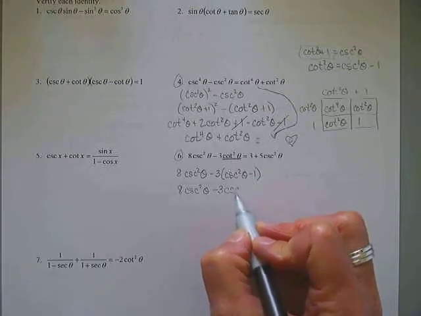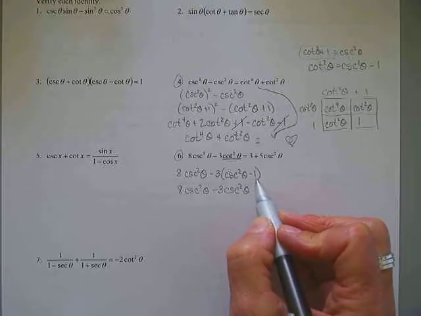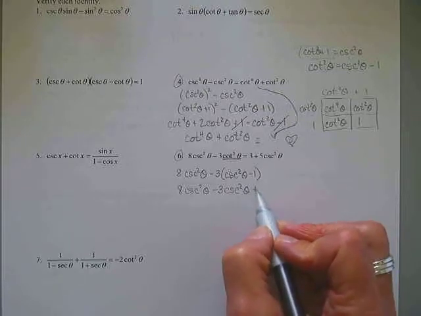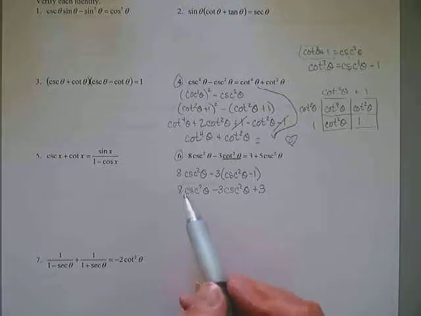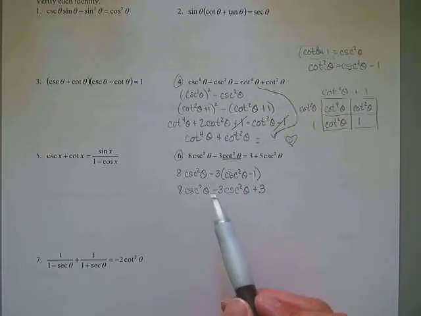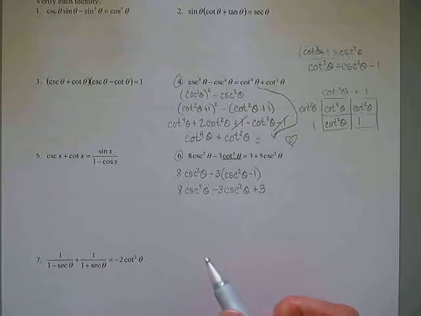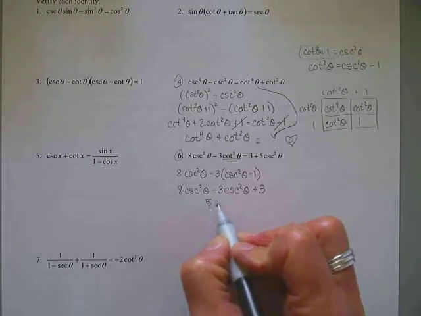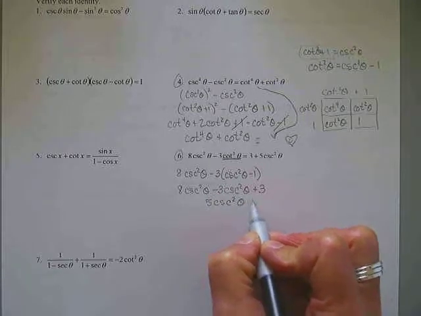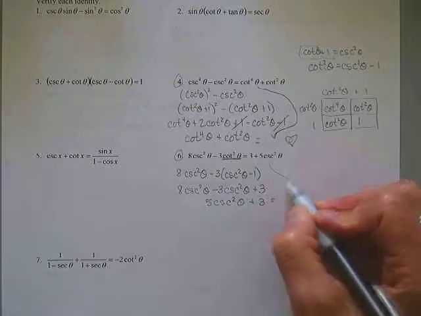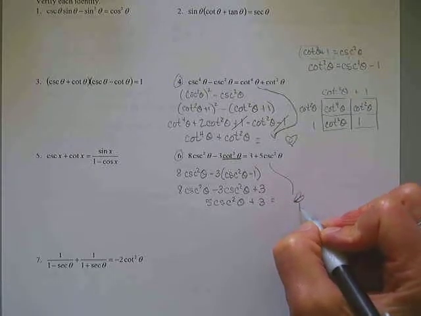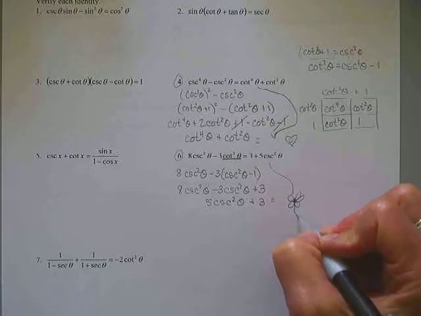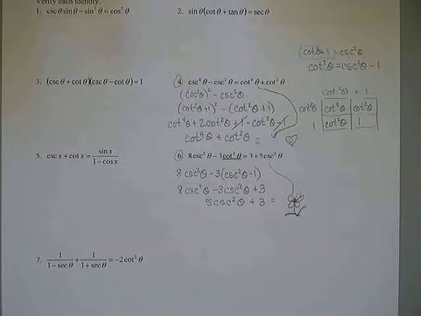Okay, what am I multiplying inside? Not just a 3, but a -3. So this is going to be a -3 cosecant squared of theta. And what is this thing on the end going to be? +3. Oh, well, if I have 8 cosecant squareds minus 3 cosecant squareds, how many do I have? There we go.